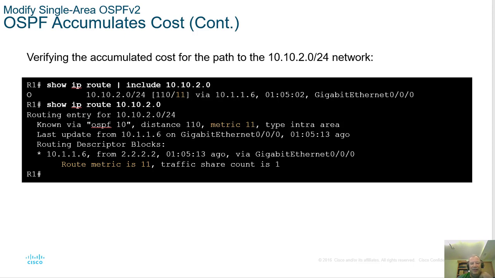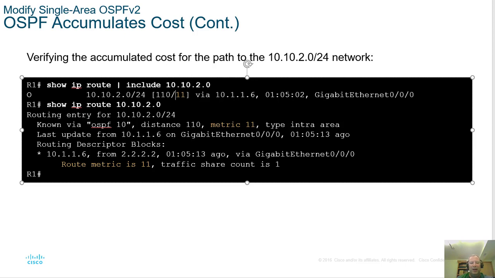So 10.10.2.0/24, and then we see a value here. We see administrative distance followed by the metric value. So we just calculated out that it would be 11, and we can see the metric value is 11. The administrative distance value of 110 is the default administrative distance value associated with OSPF within the Cisco operating systems.